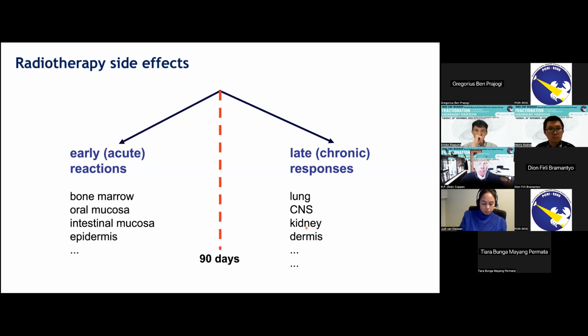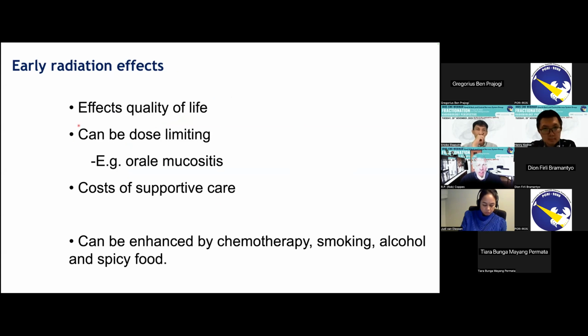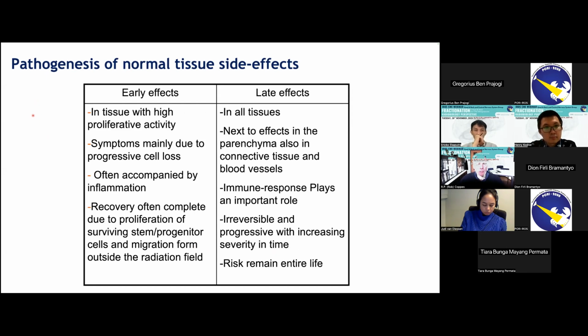So the early effects do have an effect on quality of life. They can be dose limiting, for instance, for oral mucosas, and they often need supportive care, and this costs money, right? And they can be enhanced by chemotherapy, smoking, alcohol, and spicy food, because that induces extra proliferation of these cells. So the pathogenesis of normal tissue side effects is shown here, but early effects are also always in tissue, like I said, with high proliferation. They are mainly due to cell loss. They are often accompanied by inflammation, and the recovery of these is often complete if you don't overdose too much, because the surviving stem and progenitor cells will divide and migrate from outside the radiation field to repair the tissue, and at the end, the early effects may be temporary and not make a problem.